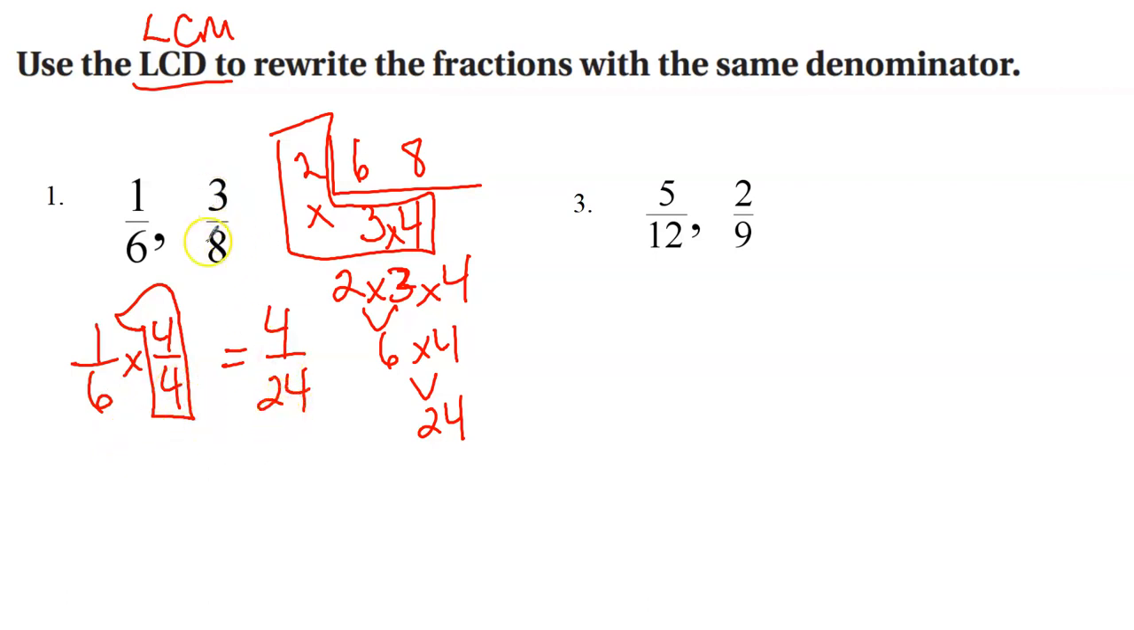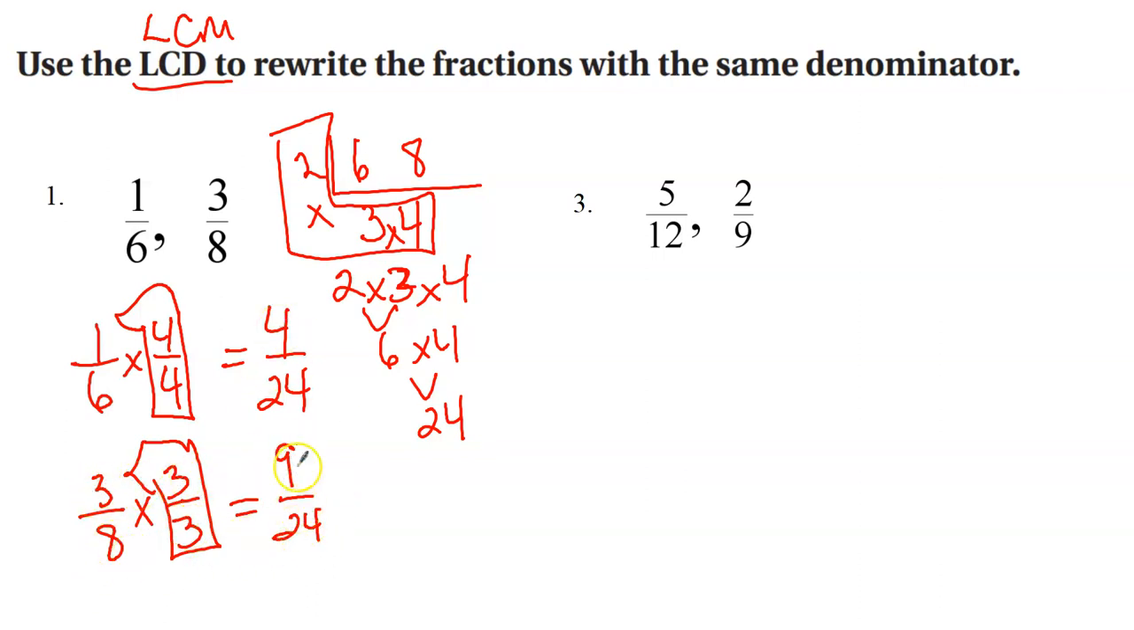And I do the same thing with the 3/8, except that I have 8 as the denominator. So instead of multiplying by 4 over 4, I'm going to figure out what times 8 gives me 24. And I know it's multiplying by 3. So I multiply this fraction by 3 over 3, which is the same thing as multiplying by 1. Multiply across the numerators. 3 times 3 is 9. 8 times 3 is 24. That's how you rewrite fractions with the same denominator.